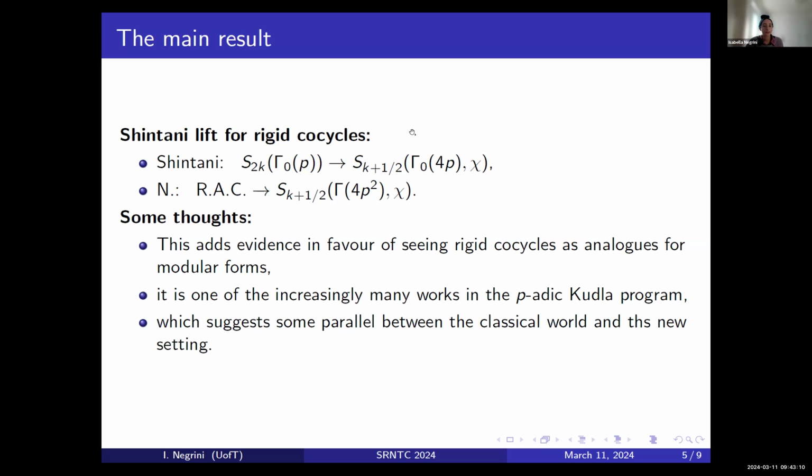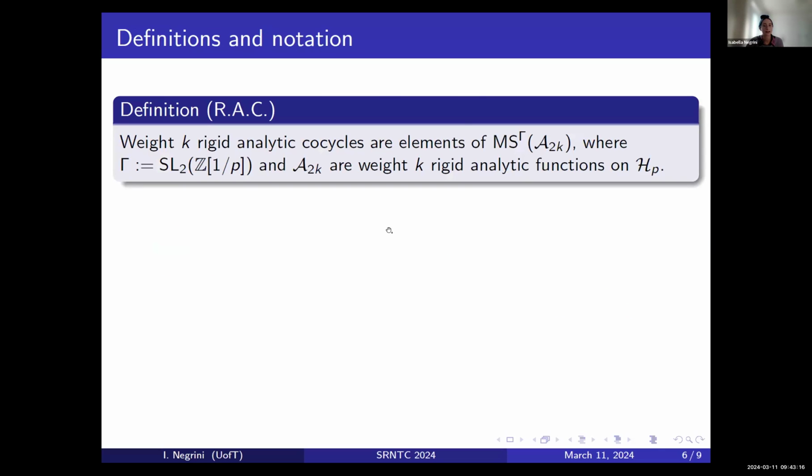But now I want to give the main statement, and in order to give the main statement, I need some notation. In particular, I need to define the rigid analytic cocycles. There's a bit of stuff going on in this definition, so let me explain all the notation. Here k is an integer, and these cocycles will have weight 2k. Actually, there should be a 2 here. Anyway, they will be modular symbols.